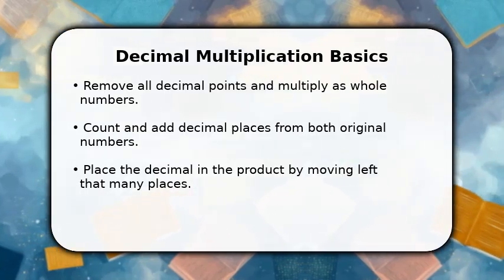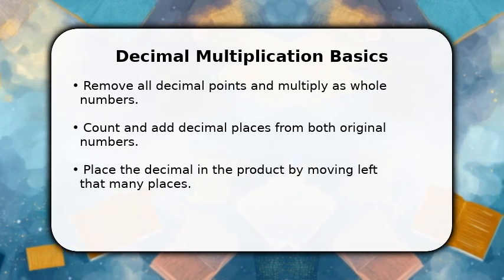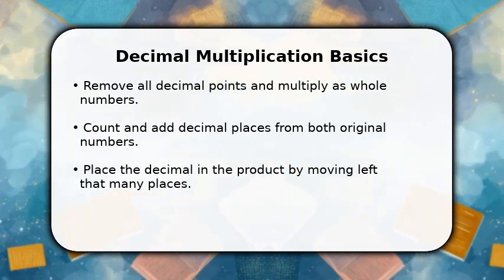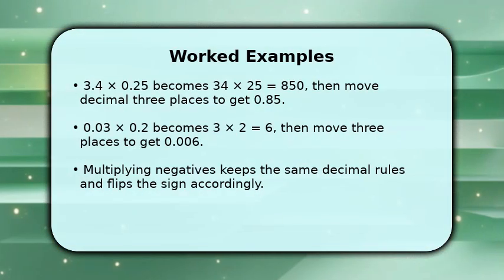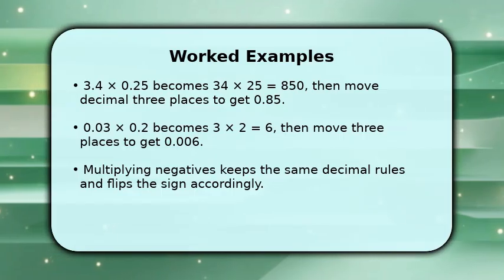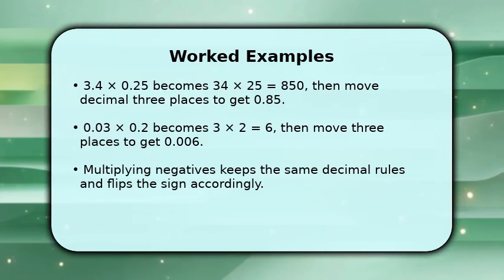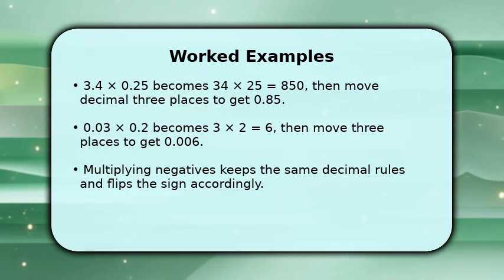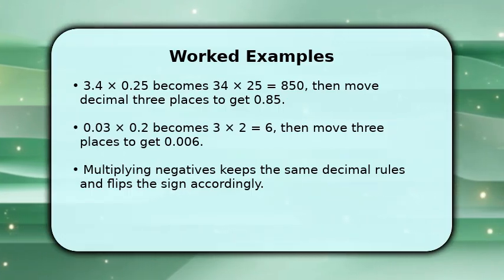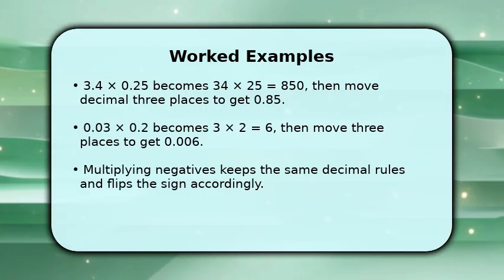Do an example to make the rules clear and practical for you. For 3.4 times 0.25, remove decimals to get 34 times 25 equals 850. Count decimal places. 3.4 has 1 and 0.25 has 2, so 3 total. Move the decimal 3 places left in 850 to get 0.85 as the final answer.